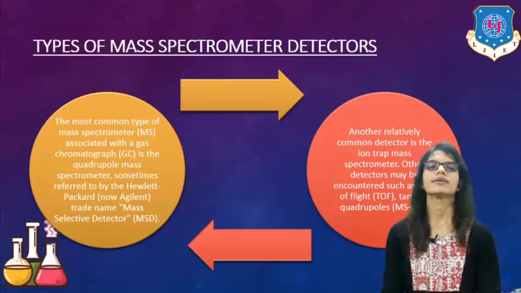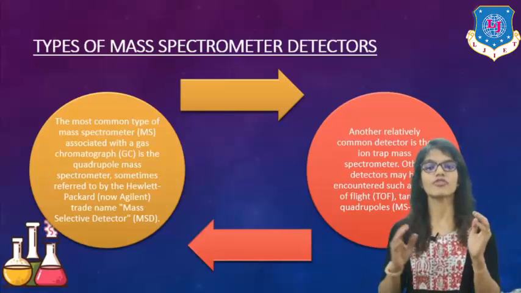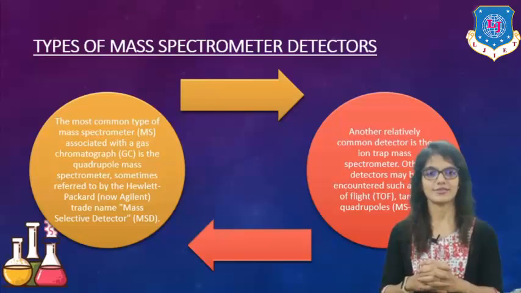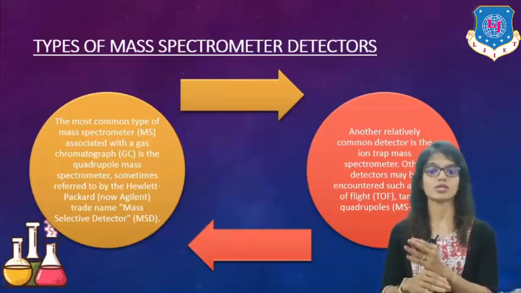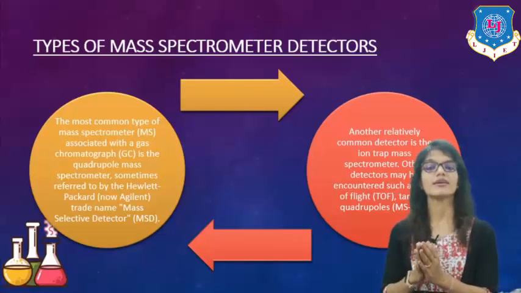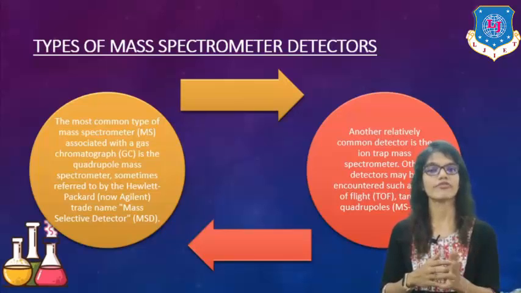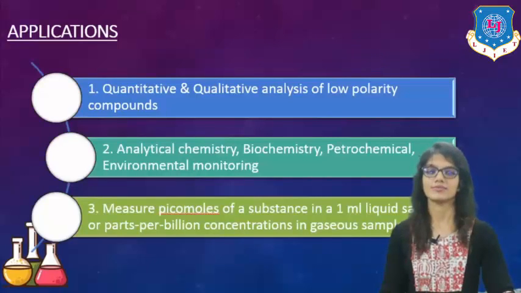Next, we have the types of mass spectrometer detectors. Generally we have GC along with mass, which is also known as MSD, mass selective detector. Along with that we can use TOF, time of flight, and MS/MS also, which includes the triple quadrupole system.